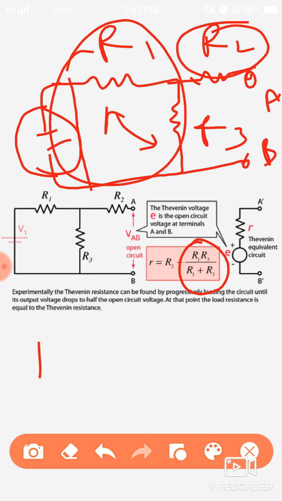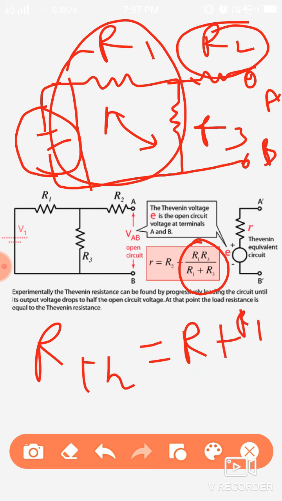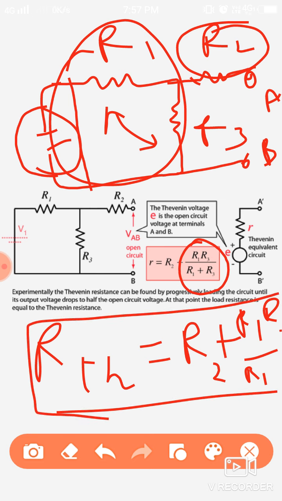Then RTH comes out R2 plus R1 R3 upon R1 plus R3. This is the required resistance we have to use to follow Thevenin theorem.